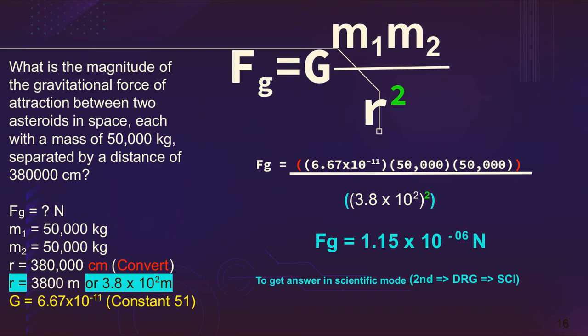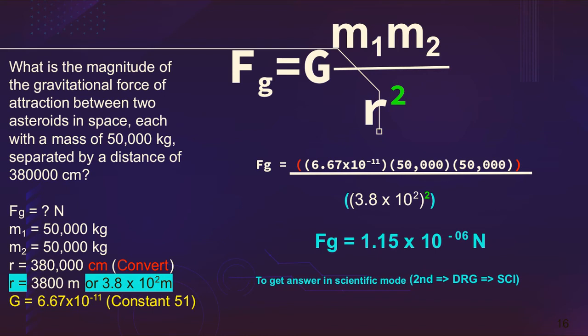I know it looks a little tedious and it looks like a lot of parentheses, but if you write it on paper and you just convert it the same way in your calculator, you won't be missing a question. So the FG in this case will be 1.15 times 10 to the negative 6 newtons.